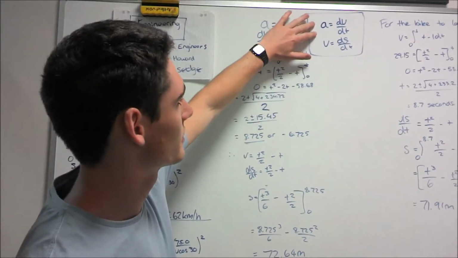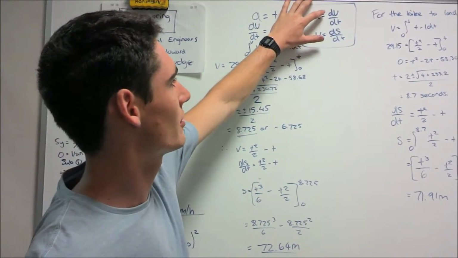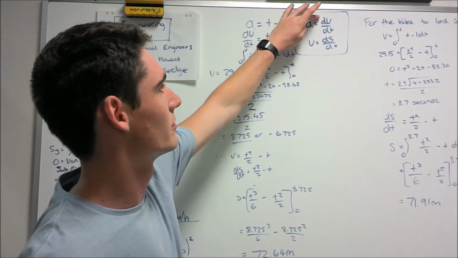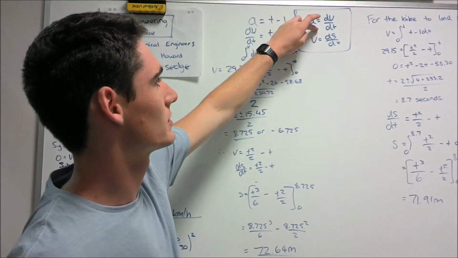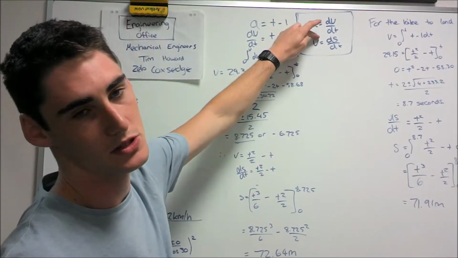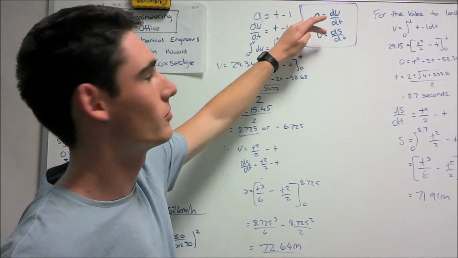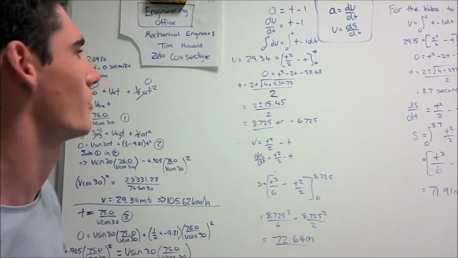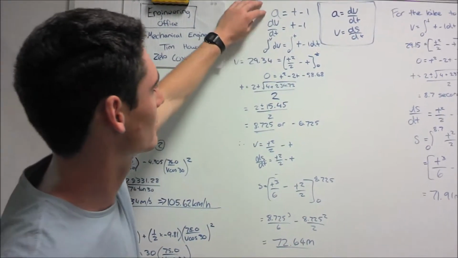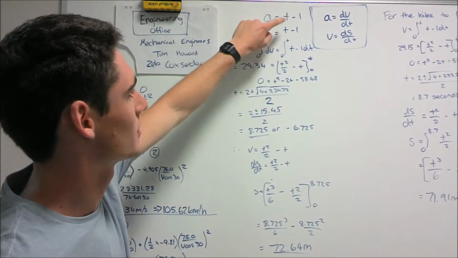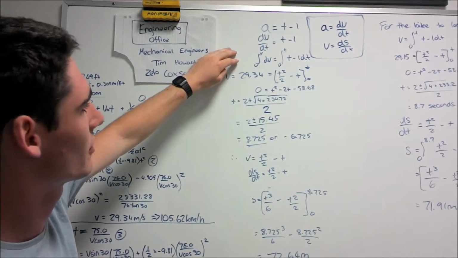Now, that's given by these formulas here, where the dependent variable is the velocity and the independent is the time, or in this circumstance, the displacement is the dependent variable and the independent variable is time as well.